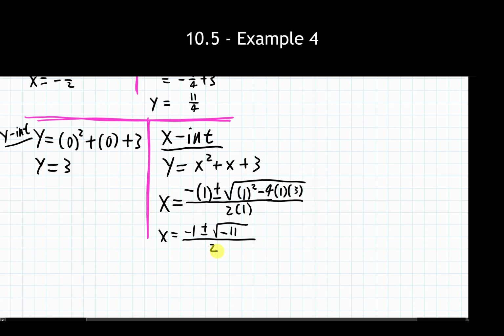And right here, we should notice that we are getting something weird showing up under our square root sign. I have the square root of a negative number. I can't have the square root of a negative number and find a real answer. That gives us complex or imaginary answers here. So in the instance where we have this showing up, we remember what it's going to mean for our answer.